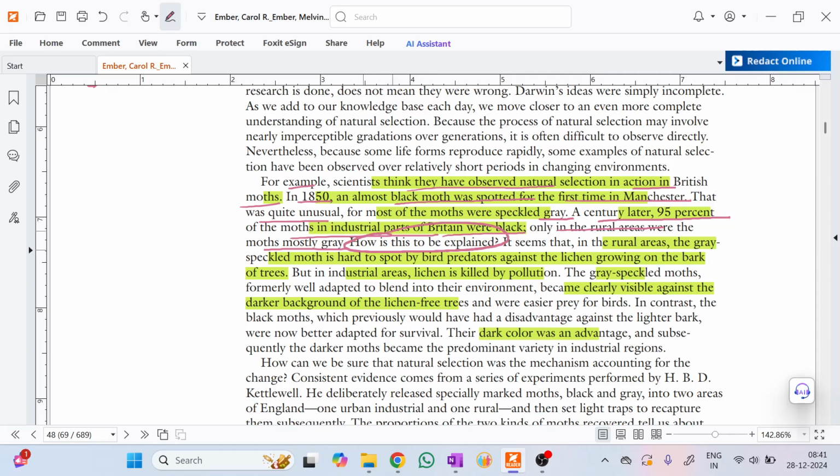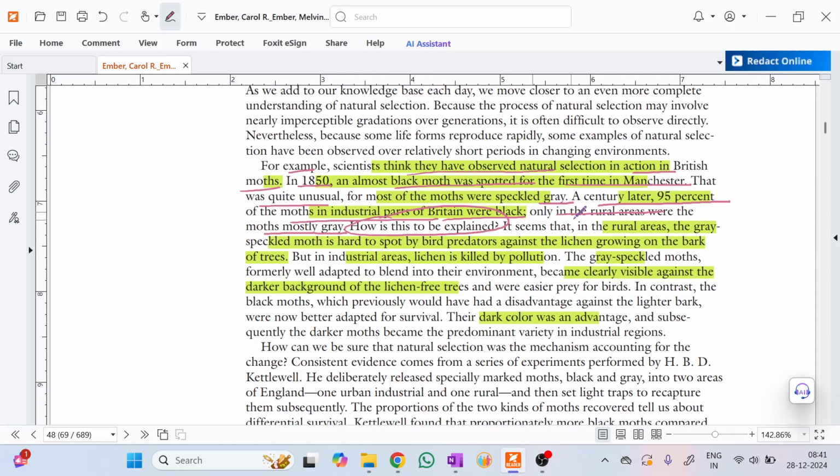So how do we explain this phenomenon? It seems that in the rural area, the grey speckled moth is hard for bird predators to spot against the lichen growing on the bark of trees. But in the industrial area, lichen is killed by pollution. So the grey speckled moths, which were formerly well adapted to blend into their environment, had this lichen and their grayish color act as camouflage.